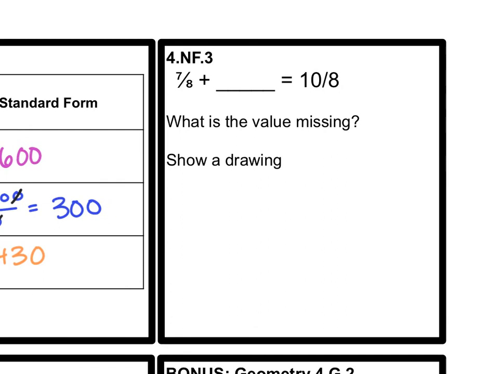All right, so this next one is, what is the value that is missing? So even though these are kind of wonky and sideways, I see that I have denominators of 8. So I know my denominator on this problem is going to be 8. So now what I have to decide is 7 plus what is going to give me 10. So 7 plus 3 is going to give me 10, which means that 7/8 plus 3/8 gives me 10/8.